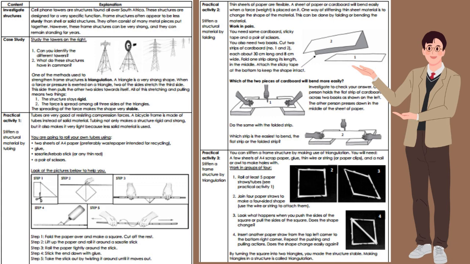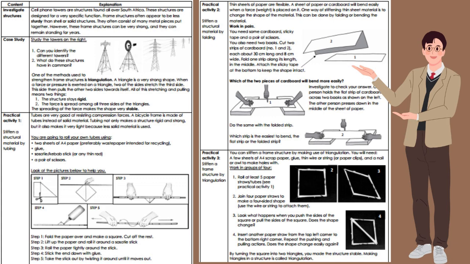Practical activity 1. Stiffen a structural material by tubing. Tubes are very good at resisting compression forces. A bicycle frame is made of tubes instead of solid material. Tubing not only makes a structure rigid and strong, but it also makes it very light because less solid material is used.